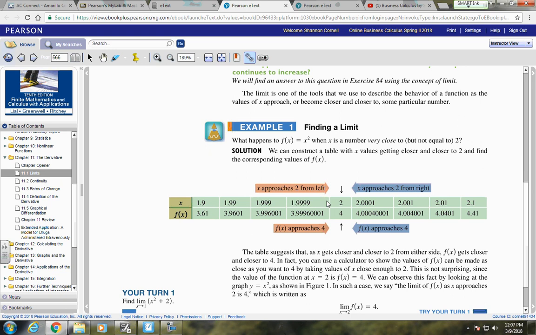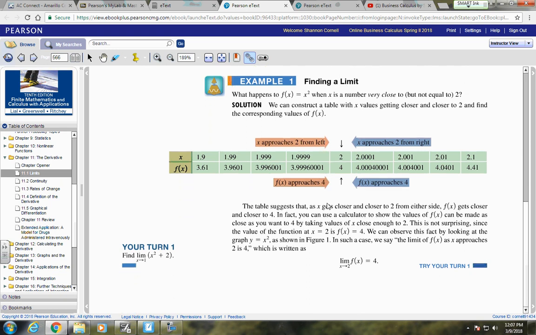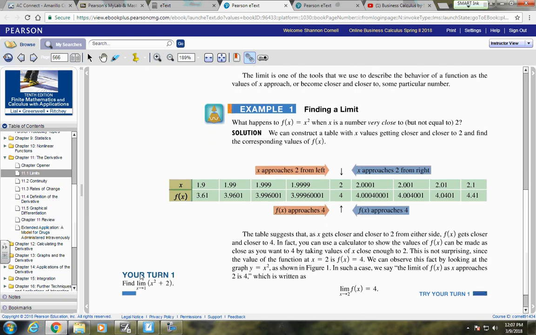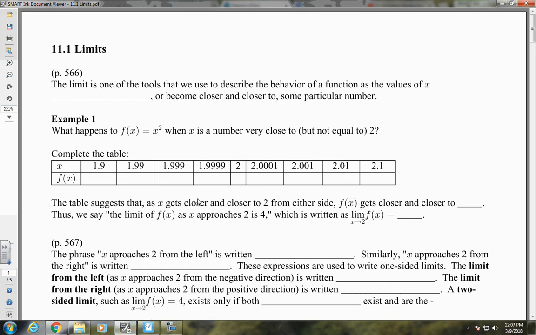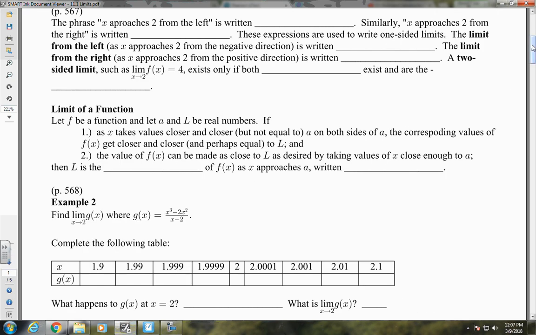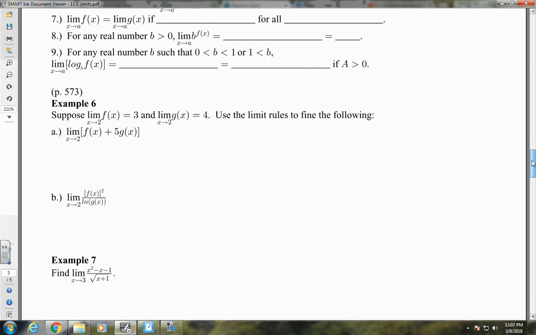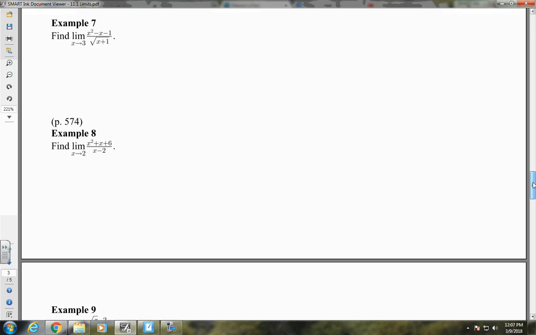So please read through section 11.1 in your textbook, work through the first several pages of the notes, and when you get to example 7, I will work a few of these problems with you. If you need to go ahead and pause the video and do that, please do so. If you are ready to begin, let's look at example 7.